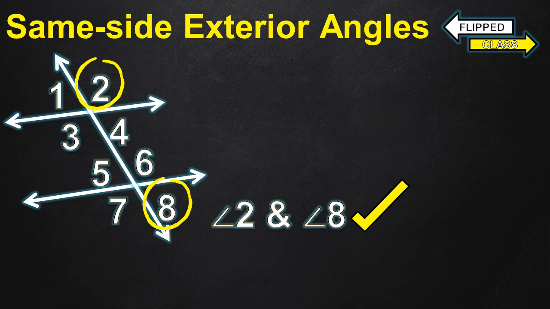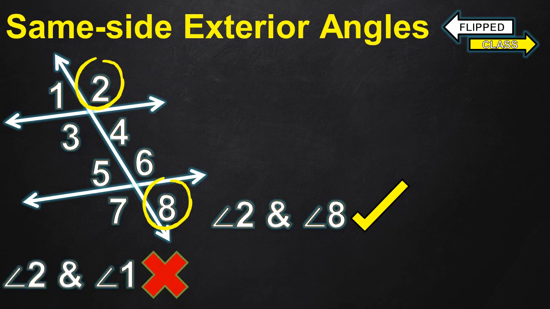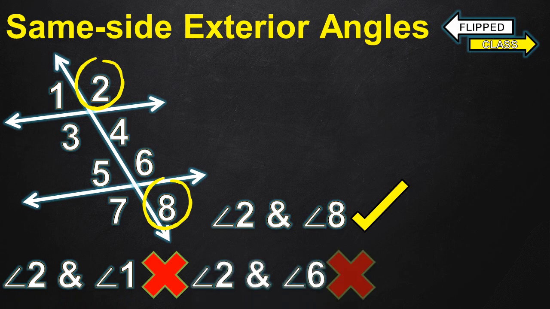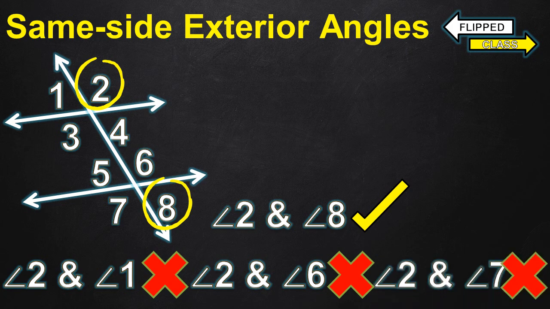If this is true, angle 2 and angle 1 are not, as well as angle 2 and angle 6. And finally, angle 2 and angle 7 are also not. With this information, define same side exterior angles. Go.